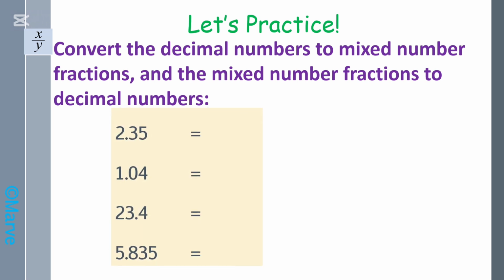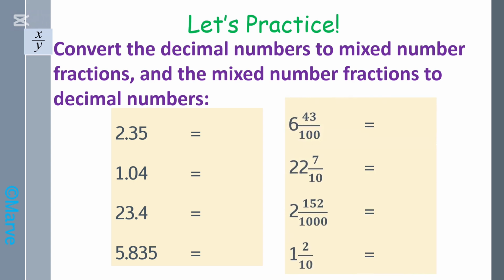So we have 2.35, 1.04, 23.4, and 5.83. Those are the decimals to convert. And then we have these mixed number fractions: 6 whole 43/100, 22 whole 7/10, 2 whole 152/1,000, and 1 whole 2/10. Can you convert all of this? Pause the video and get that worked out.